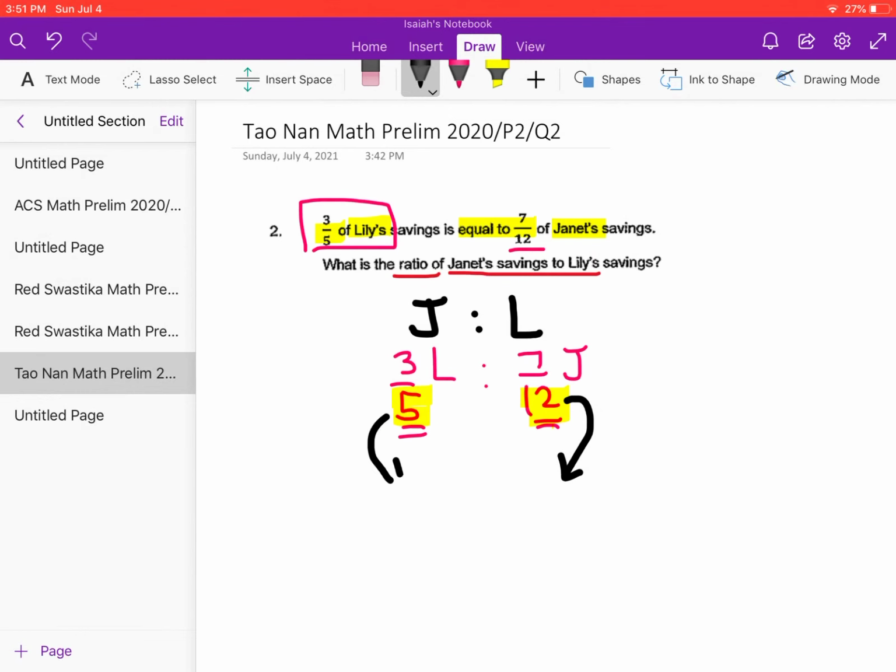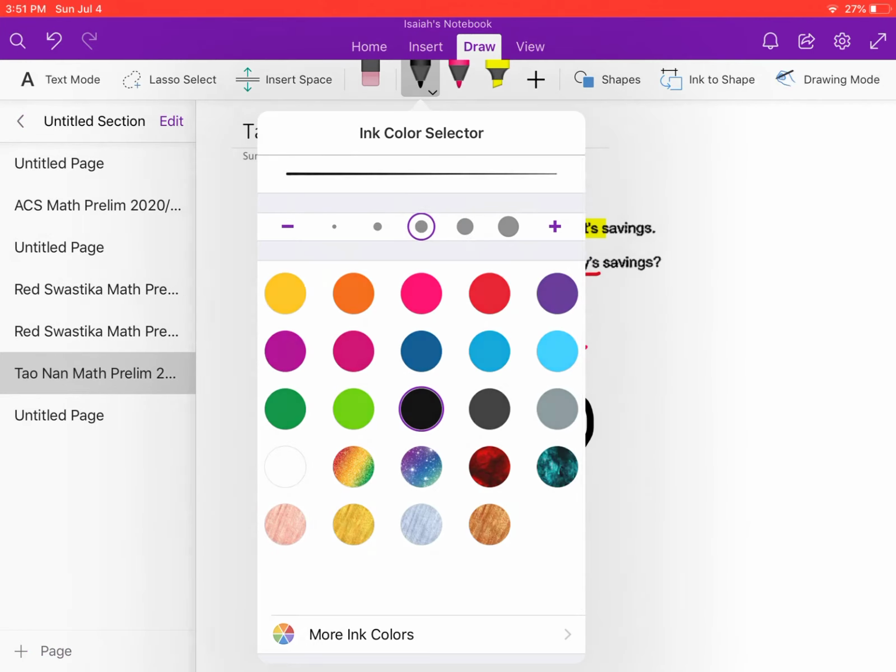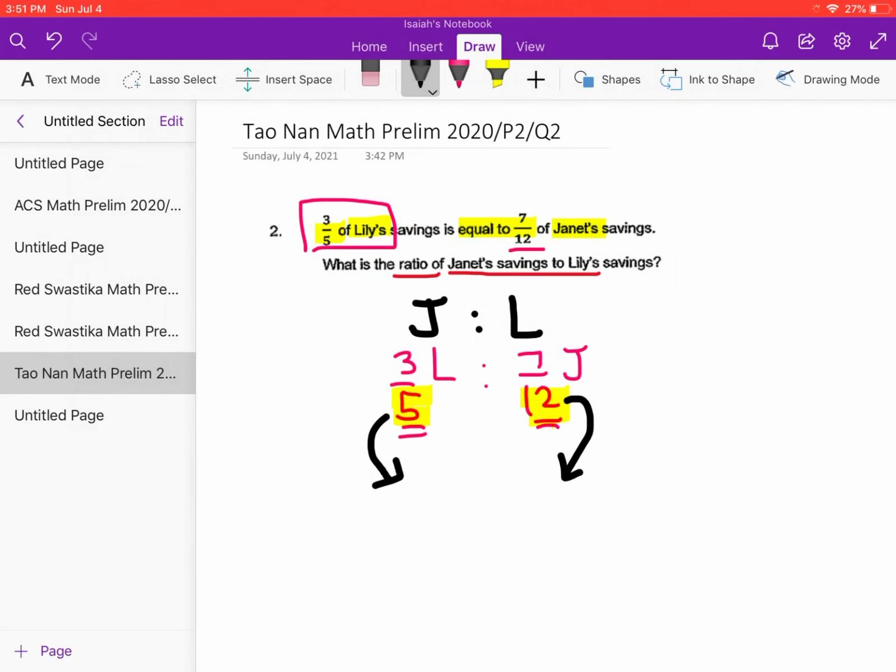So we have to work out the LCM for these two numbers. In this case, if we look at 5 and 12, the lowest common multiple will be 60. So from 5, to get a denominator of 60, I would need to multiply by 12. If I do the same for the numerator, multiplying it by 12, I will get 36.